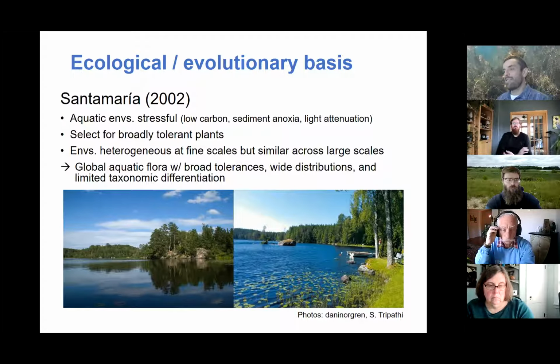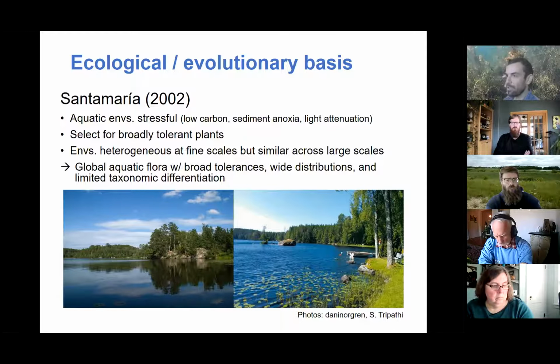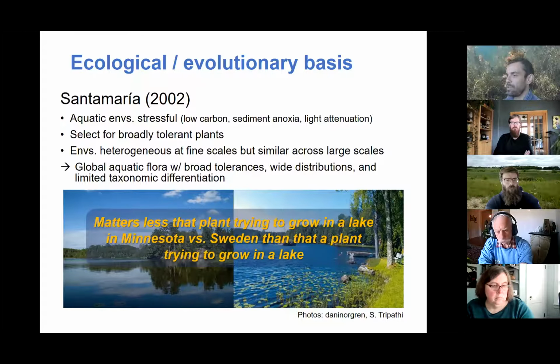And so he posited that this had led to a global aquatic flora with broad tolerances, wide distributions, and limited taxonomic differentiation. So in other words, it might matter less that a plant is trying to grow in a lake in Minnesota versus a lake in Sweden than just simply that a plant is trying to grow in a lake at all.